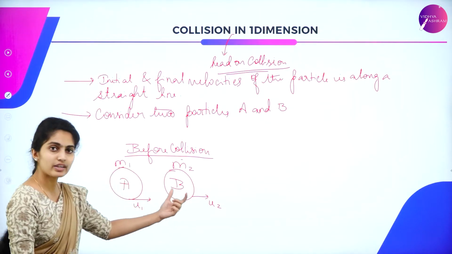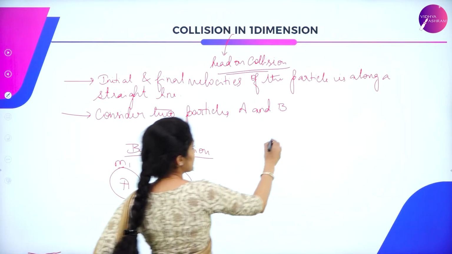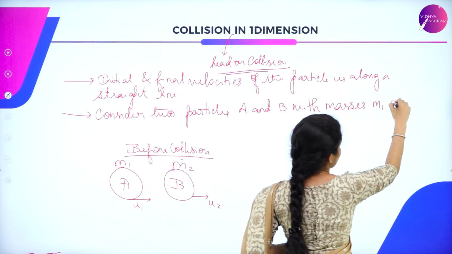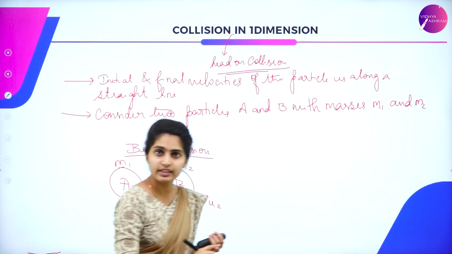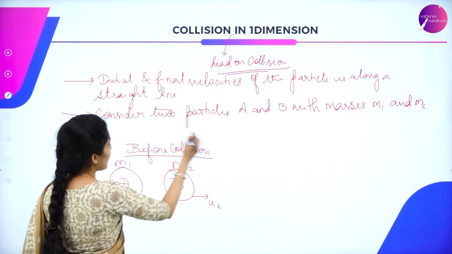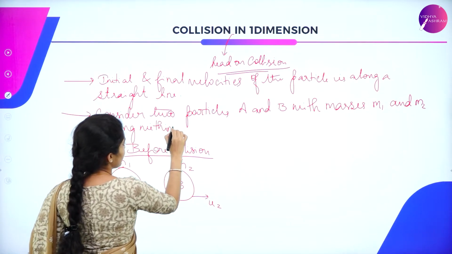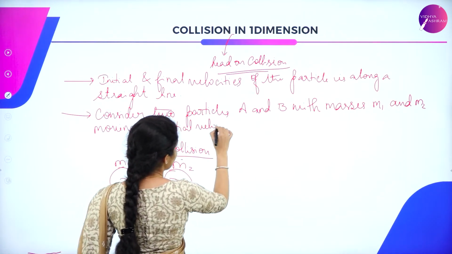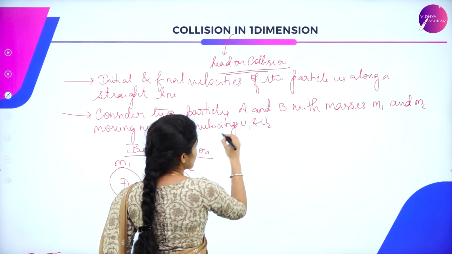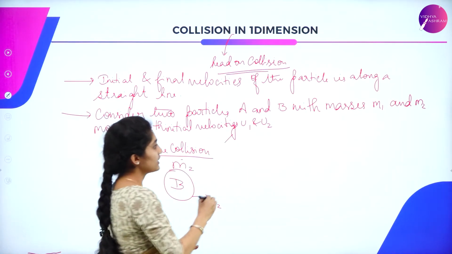So consider two particles, A and B, with masses m1 and m2. The particle names as well as their masses are clear. We are left with the initial velocities. The masses m1 and m2 are moving with initial velocities u1 and u2, because two velocities are there.